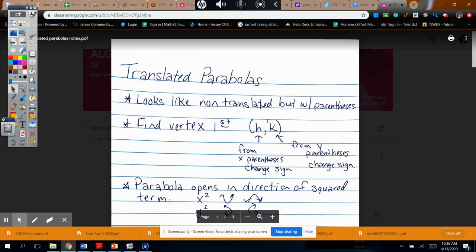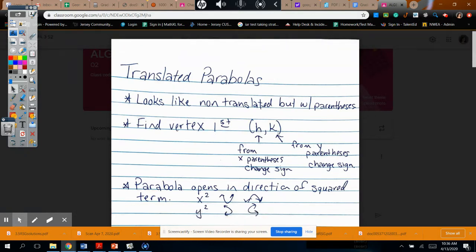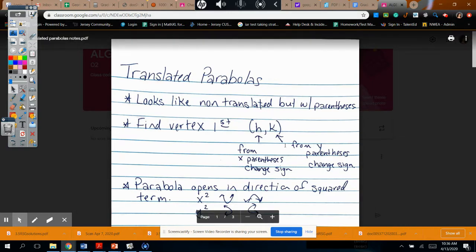You will always, and this is going to be a trend for all these translated things, find the vertex first. And the vertex is always going to be what we call (h, k), but the h always comes from the x parentheses. So the x spot comes from the x parentheses. You'll change the sign because there's parentheses. And the k, the y spot, comes from the y parentheses, change the sign. So it doesn't matter which one is squared. It matters which one goes with the x and which one goes with the y, because that's going to tell us the vertex.